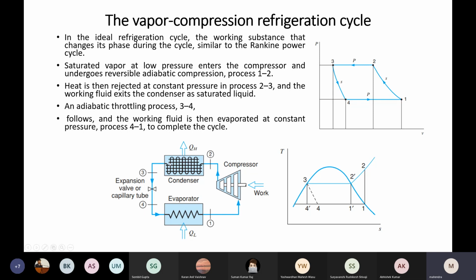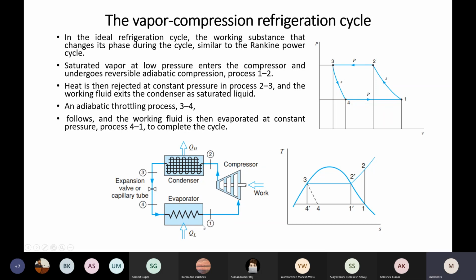Then after here we have one valve, where we are expanding it. Because of the expansion, its temperature is decreasing. Now we are passing such a low temperature liquid into this evaporator. In this evaporator, this is our domain, whatever we are looking for.